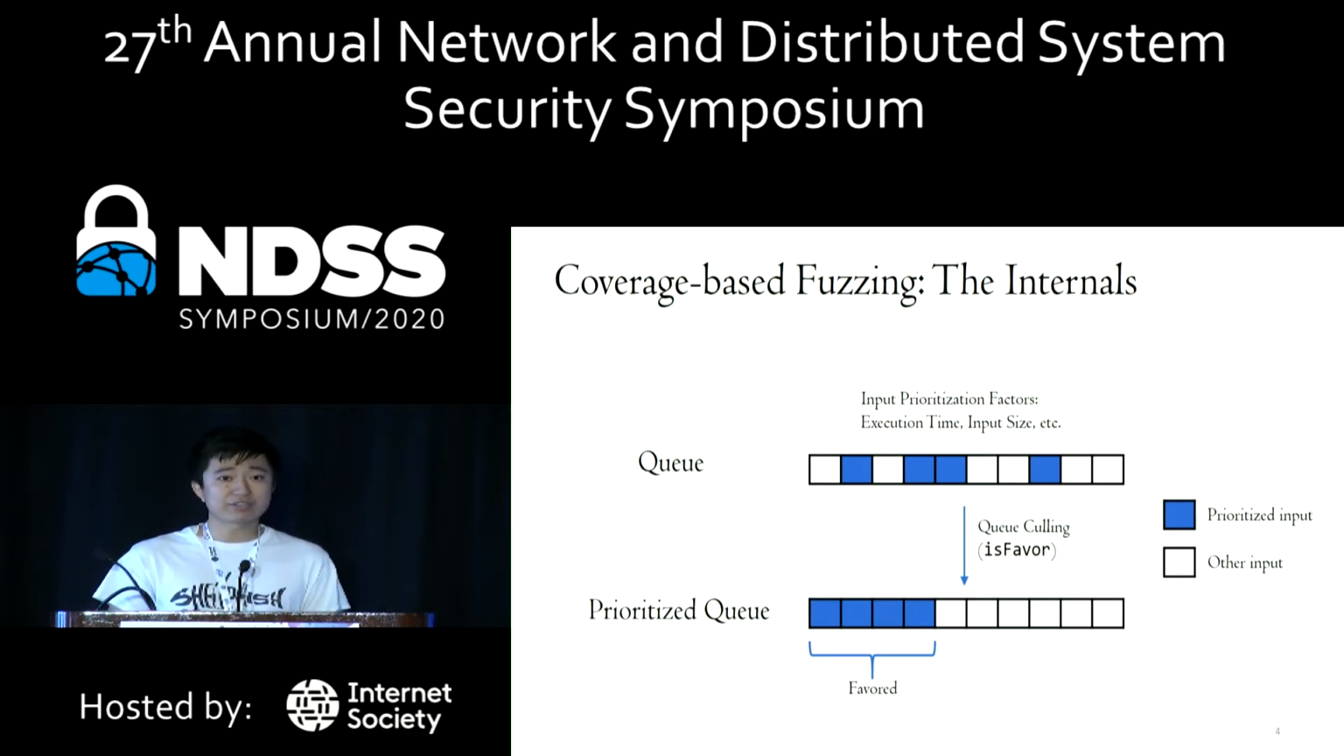Here, the criteria are execution time and input size. But within the favored queue, in most fuzzers, there is no prioritization difference between inputs. It basically means that all inputs in the favored queue will be treated equally. And fundamentally, it's because all coverage measurements are treated equally. But what's the problem here?